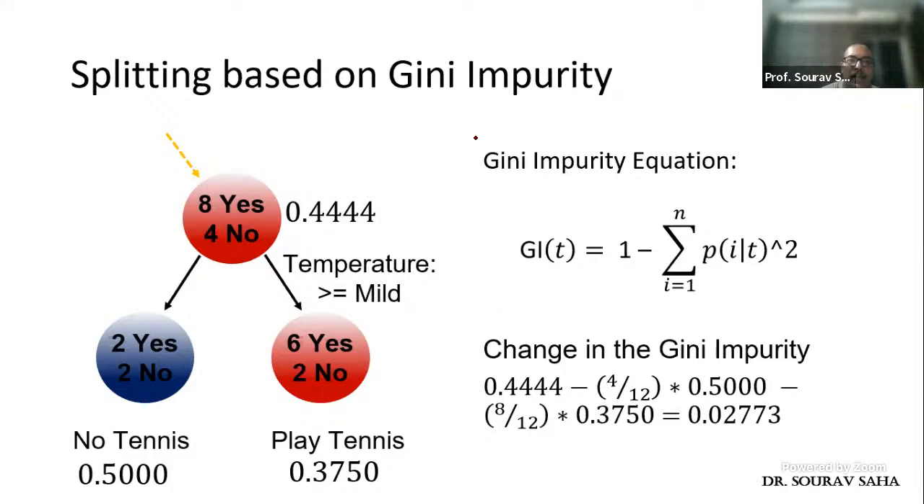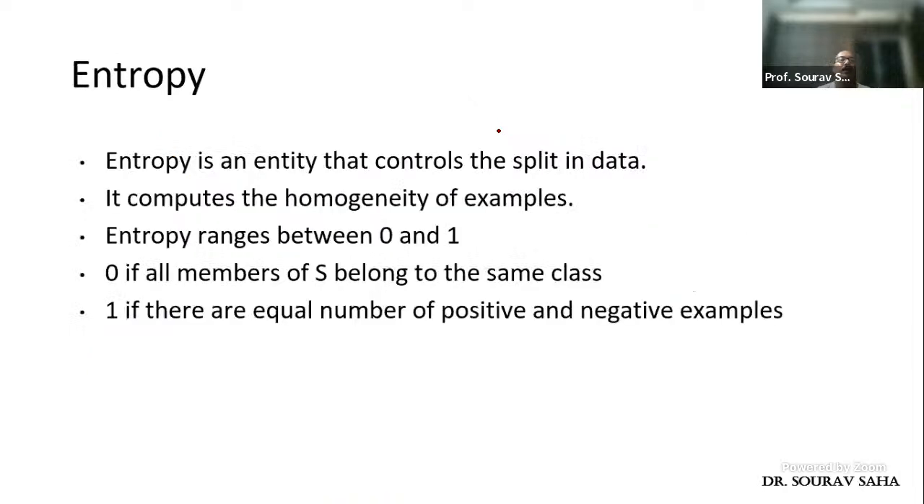Right? Okay. That was the Gini impurity. And then the other one, which is by far the most popular, is called the entropy. Right? The entropy is probably the most powerful splitting metric amongst the three that we spoke about.